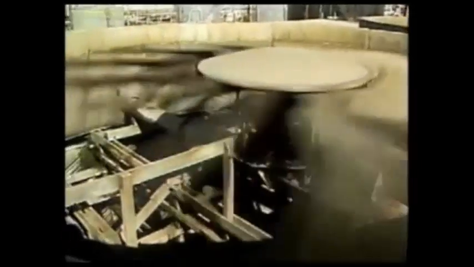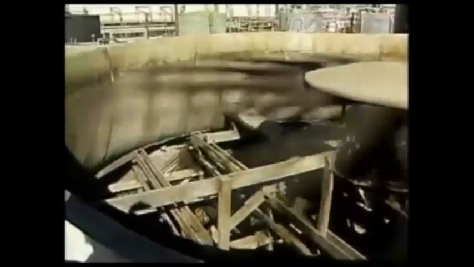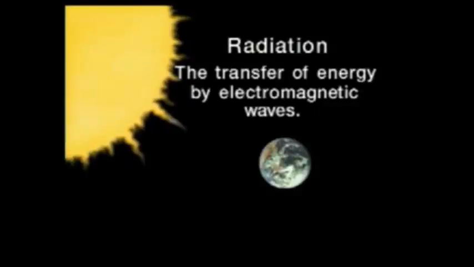During forced convection, heat transfer occurs when a mechanical device such as a pump or a fan causes the fluid movement. In this process, air is being moved through the heat exchanger by a fan. The third form of heat transfer is radiation. Radiation is the transfer of energy by electromagnetic waves. Microwaves and light waves are examples of electromagnetic waves.